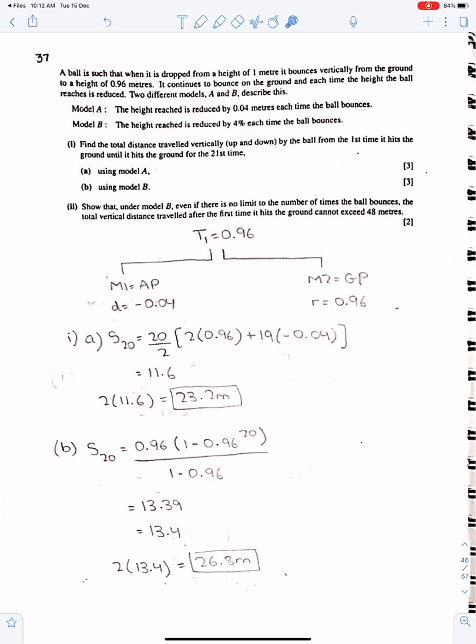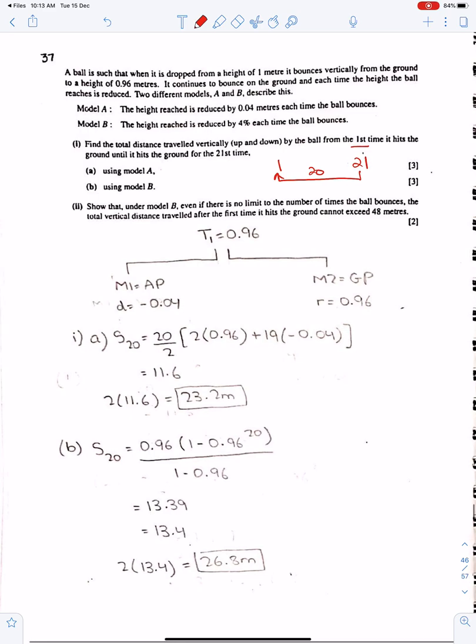And we need to find the total distance up and down by the ball from the first time it hits the ground until it hits the ground the 21st time. Now this is important. You have to count from the first time to the 21st time. So 21 minus 1 makes 20 times. So we need S20.